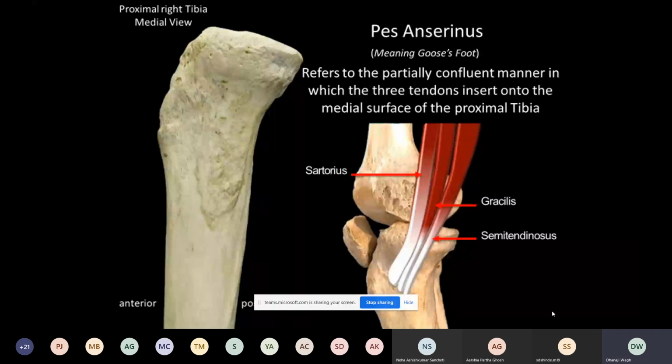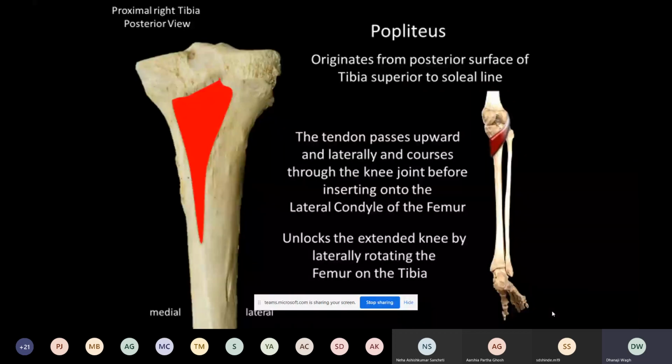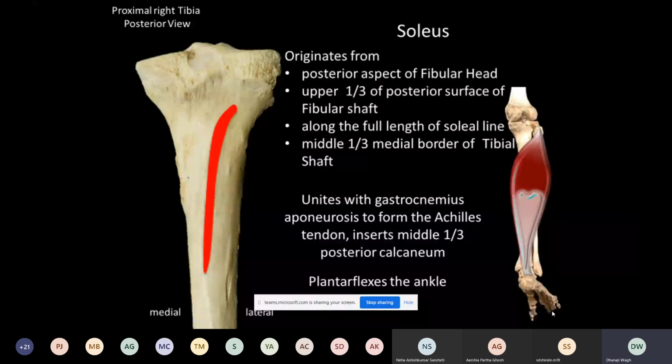Then the popliteus muscle arises from the posterior surface of the tibia, superior to the soleal line, and runs downward, upward and laterally, crossing the knee joint before inserting onto the lateral condyle of the femur. It unlocks the extended knee by laterally rotating the femur on the tibia. Then the soleus muscle comes from the posterior aspect of the fibular head and the upper third of the posterior surface of the fibular shaft, and goes downwards towards the foot bone.